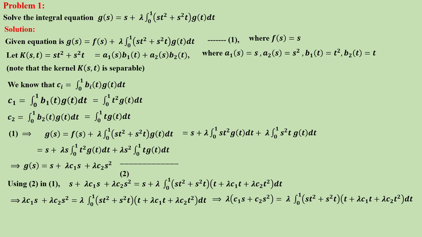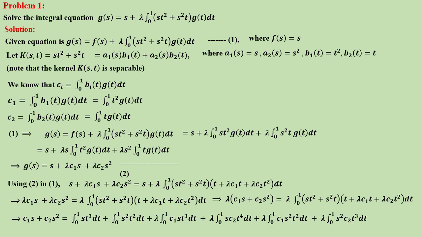This implies that on the left hand side lambda is common, so take it outside: lambda into c1 s plus c2 s square, which is equal to lambda into the right hand side integral 0 to 1 of s t square plus s square t, into t plus lambda c1 t plus lambda c2 t square, dt. You can cancel lambda on both sides, so you will get c1 s plus c2 s square equal to the integral 0 to 1 of s t square plus s square t, and so on.